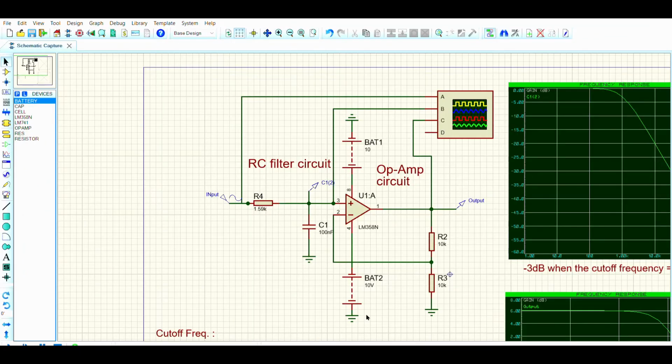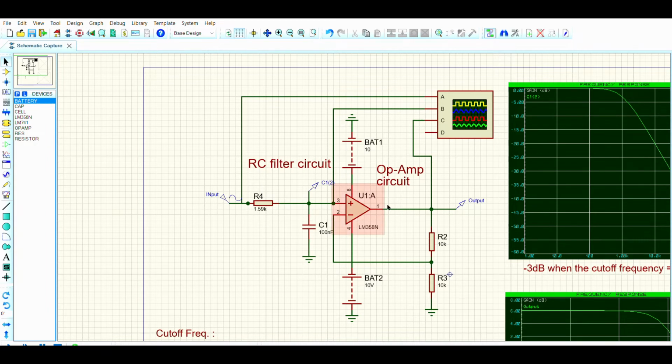Okay, so this is my simulation design. As you can see here on the left side, we have the RC filter circuit. On the right side, we have an op-amp or amplifier circuit. For the connection of the RC filter circuit, we're actually using a resistor and a capacitor. The capacitor is connected to ground for the low pass filter circuit.